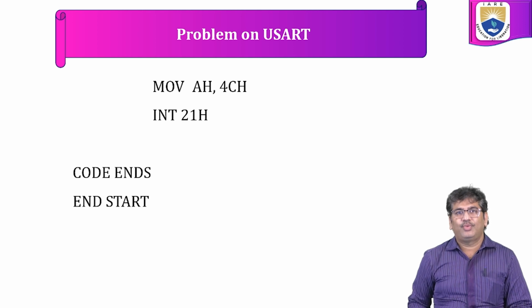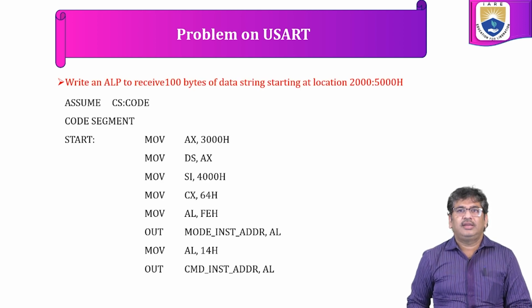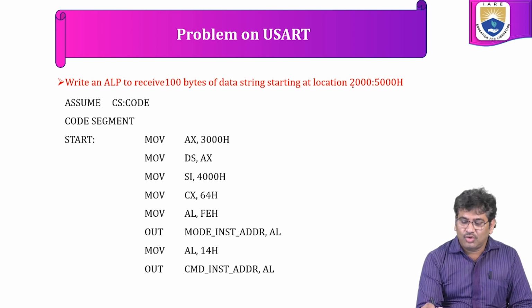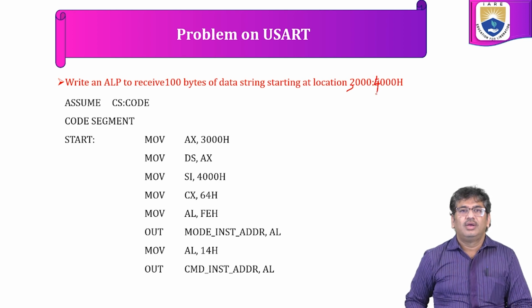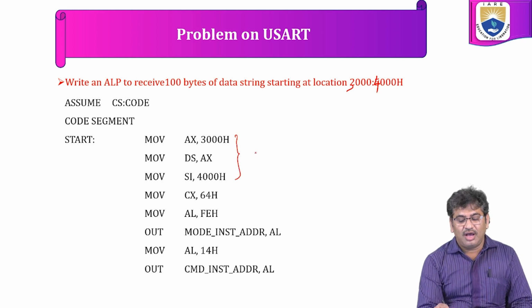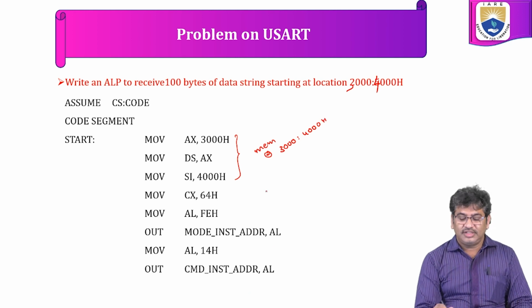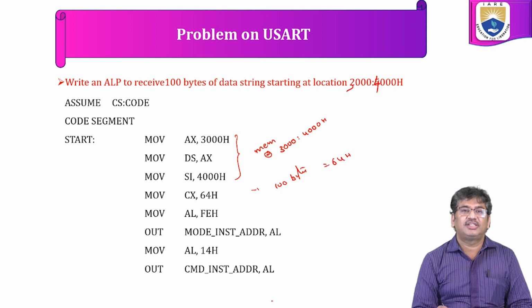Now we will see the entire receiver program at a glance. Write an ALP to receive 100 bytes of data starting at the location 3000:4000H. Assume CS: code, code segment, start. MOV AX, 3000H, MOV DS, AX, MOV SI, 4000H. So the first three instructions are for pointing to the memory at address 3000:4000H. As we want to receive 100 bytes of data, this count is stored into the CX register. The 100 bytes equivalent is 64H in hexadecimal.